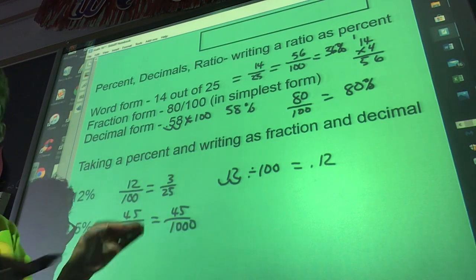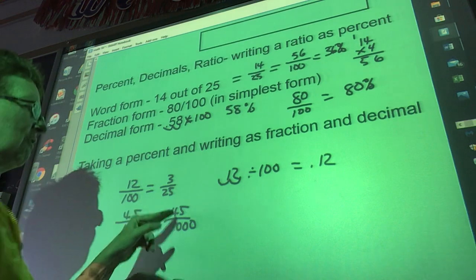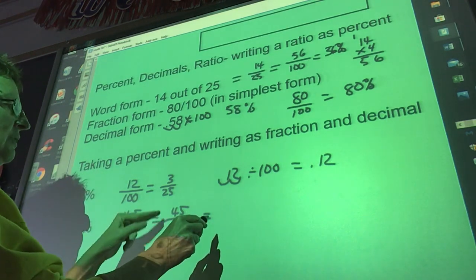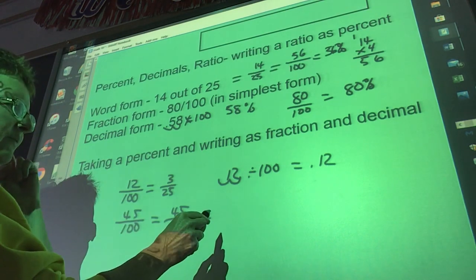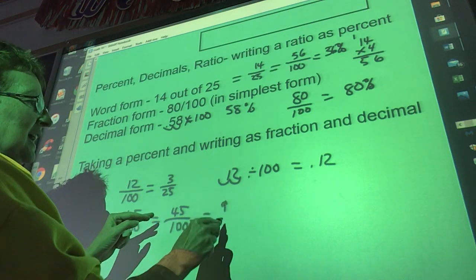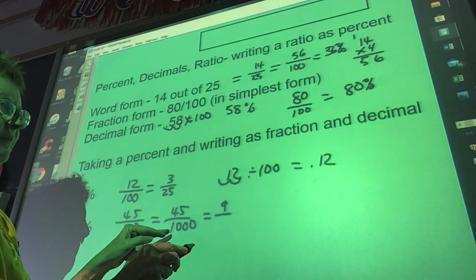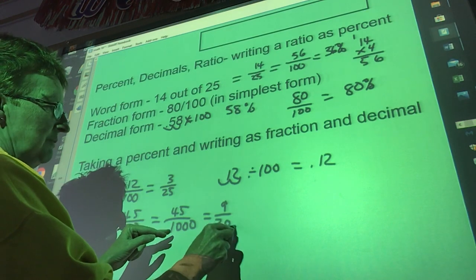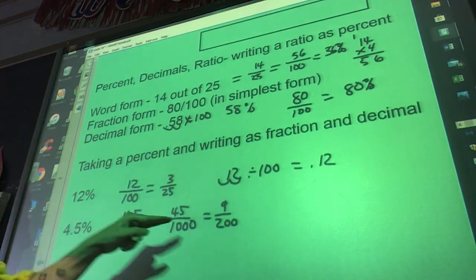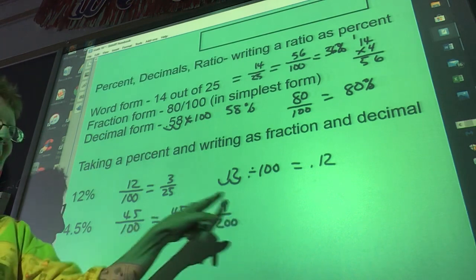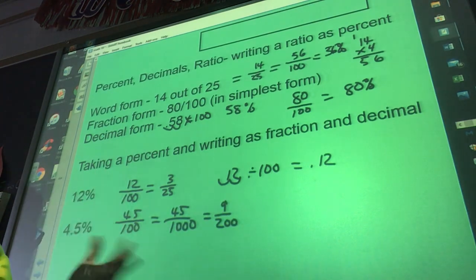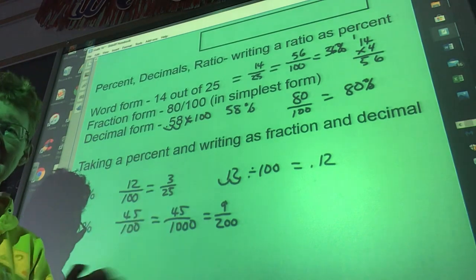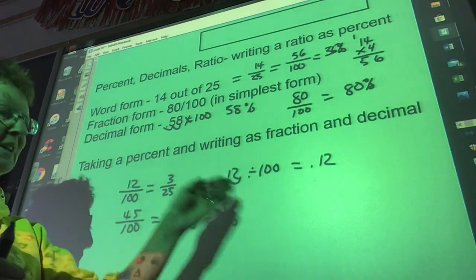And then if you wanted to simplify that, we know 5 goes into 45 and it goes into 1,000. 5 goes into 45 9 times, and 5 goes into 1,000 200 times. Now, I would accept either one of these answers, but this one is the better answer, unless you're working with statistics. Sometimes in statistics, they'd rather have it as 45 over 1,000, but this is simplest form.